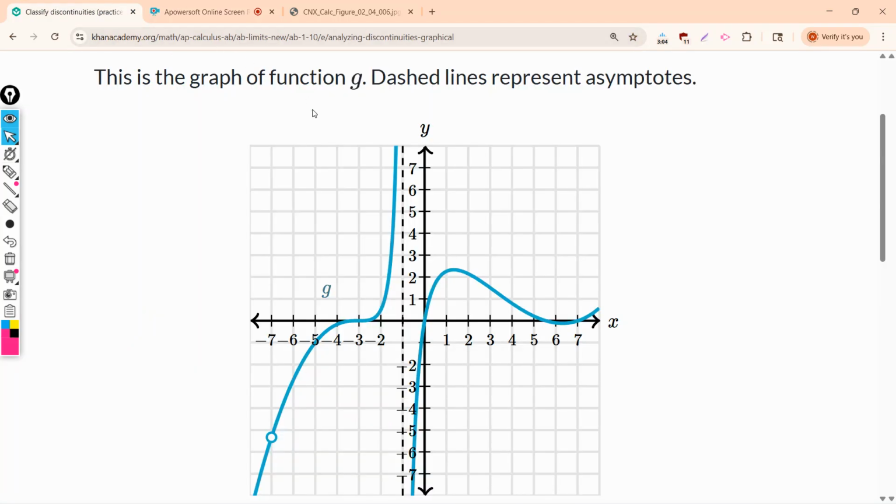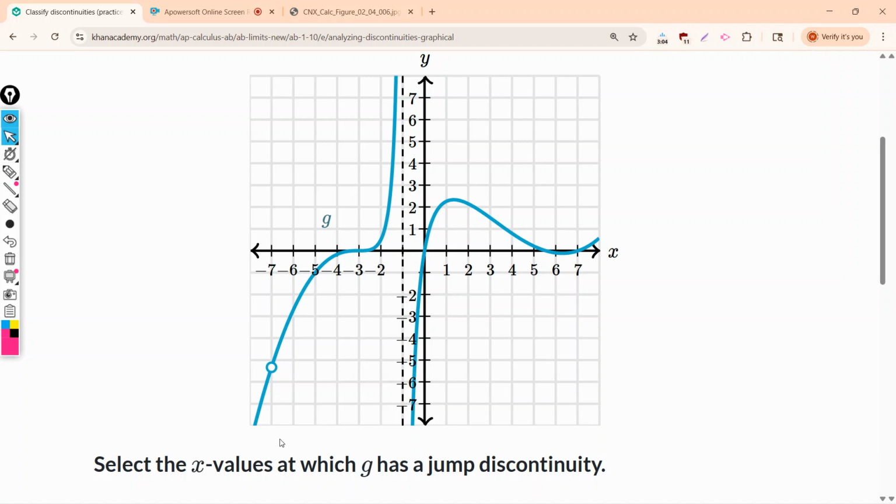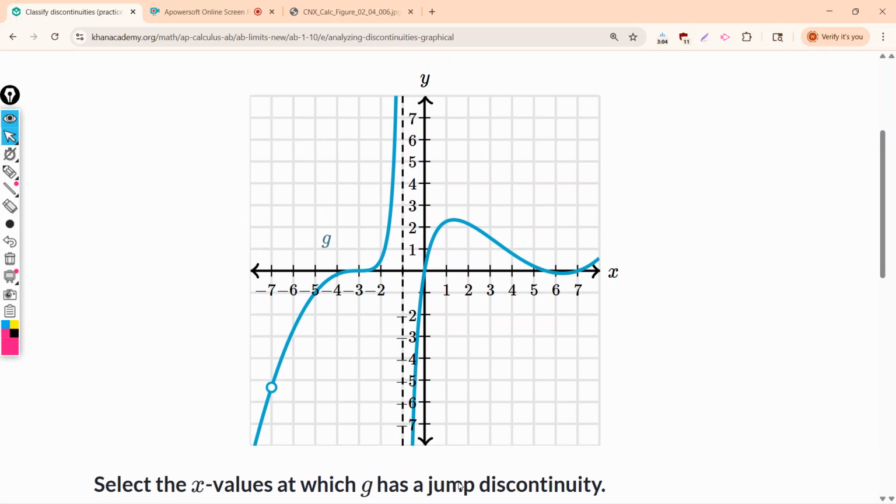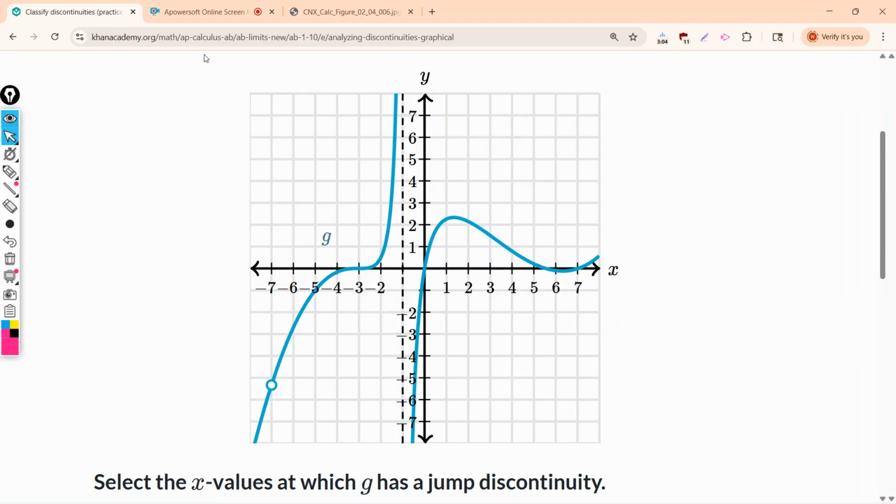All right, so here we have the function g. Where's the x values where g has jump discontinuity? All right, I don't think it occurs anywhere here, okay? Because this right here is removable, okay? The point is removed, but there's still a two-sided limit. It still approaches the same point from both sides.